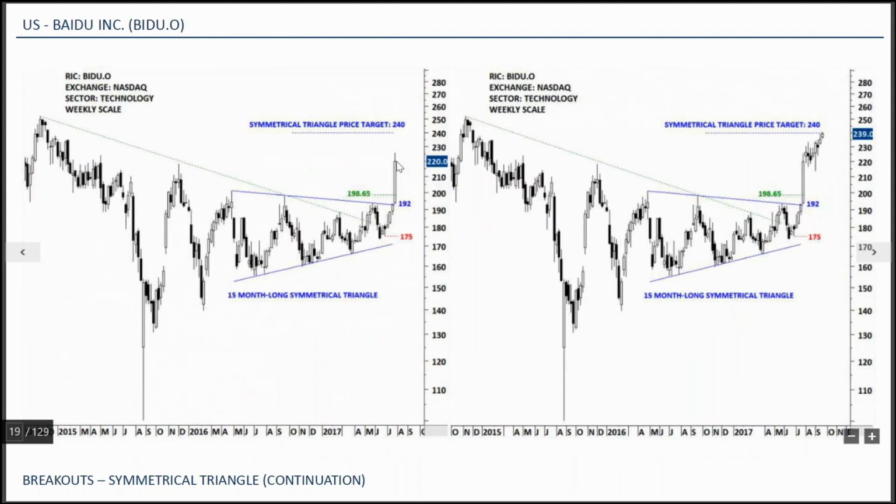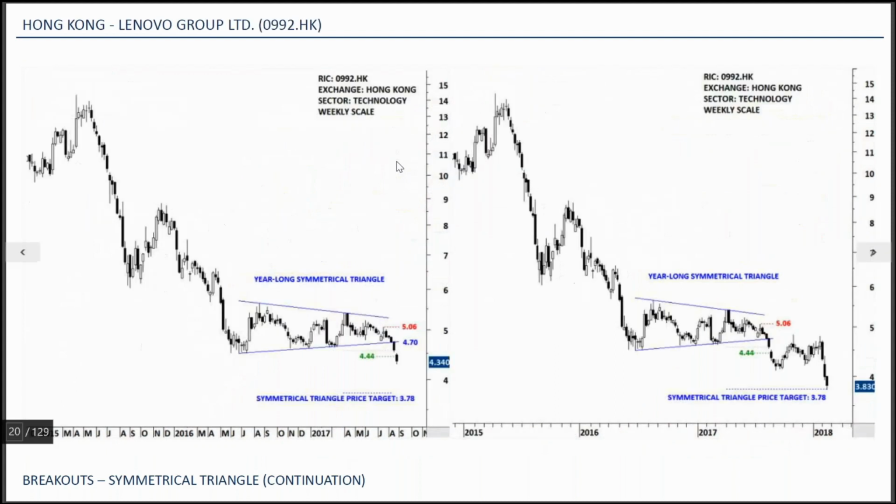Another one was Baidu in the beginning of the May-June period. Stock had a strong breakout from a 15-month long symmetrical triangle, reached its chart pattern price target.